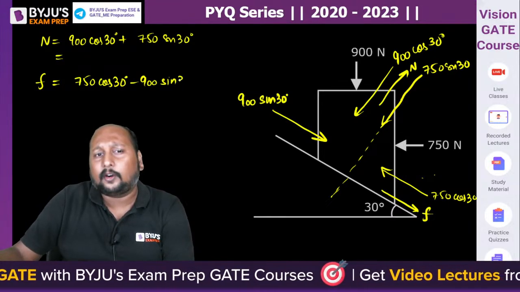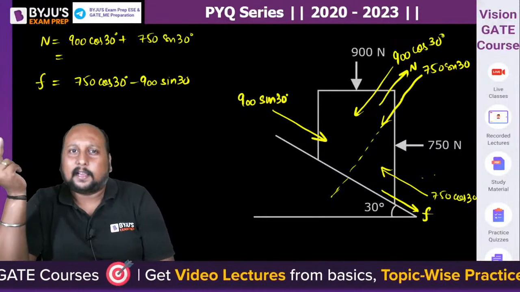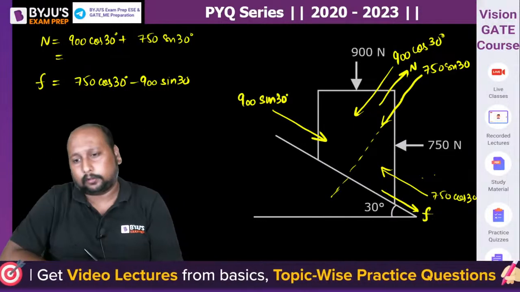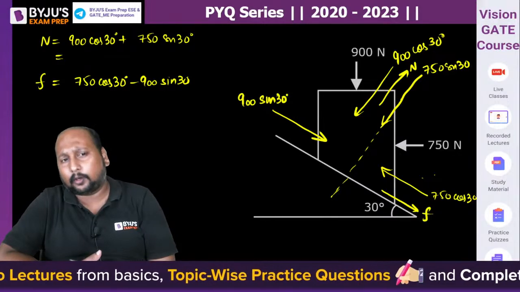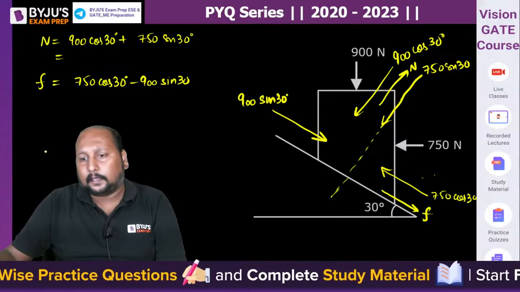Let us suppose even if you are taking the friction force to be opposite, no problem, your value of F will come out negative. That simply means that the assumed direction is wrong. Okay? You don't have to worry about the direction of friction force. Solve it. What's the normal reaction force we are getting?